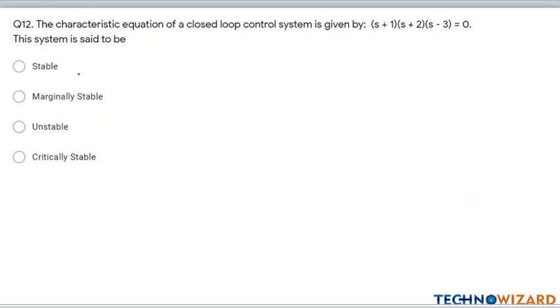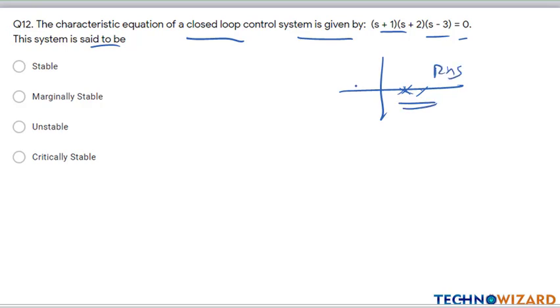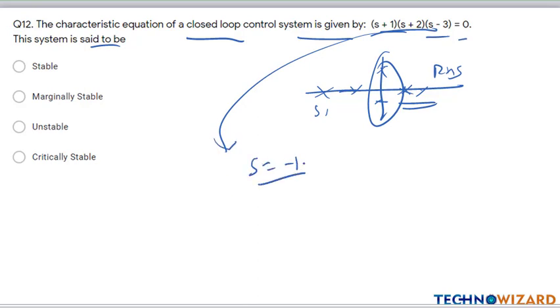Question number 12. The characteristic equation of a closed loop system is given as s plus 1, s plus 2, s minus 3 is equal to 0. We have to find whether the system is stable or not. I have said that if any pole lies in the RHS, the system is unstable. If it is in the LHS, the system is stable. If it is on the imaginary axis, the system will be marginally stable. Now, here one pole is at minus 1, that is at the LHS.